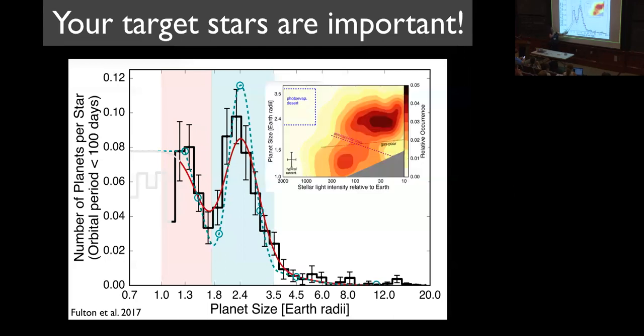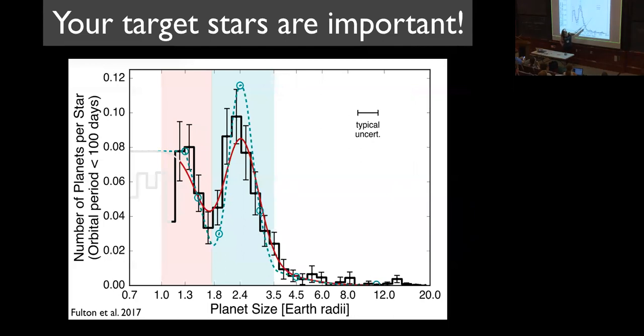By the way, this had not been noticed before. So I had a bunch of planet radius occurrence rate distributions before. None of them showed this valley right here. The reason why this valley showed up is because the typical uncertainty with new stellar parameters shrunk. And so all of a sudden they were able to resolve this valley here. So that's one reason why the target stars are important.